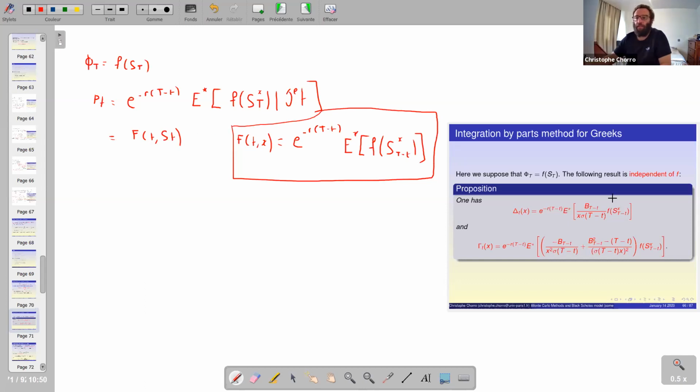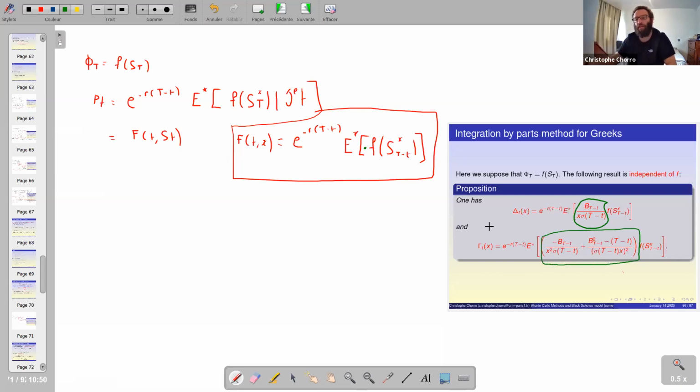So what is the meaning of this proposition? The meaning is that the delta and the gamma in the Black-Scholes model may be obtained this way. From this expression to this one, you have just multiplied inside the price by this random variable in the case of the delta. You have just added this term, or in the case of the gamma, this one, which is a little bit more complicated.